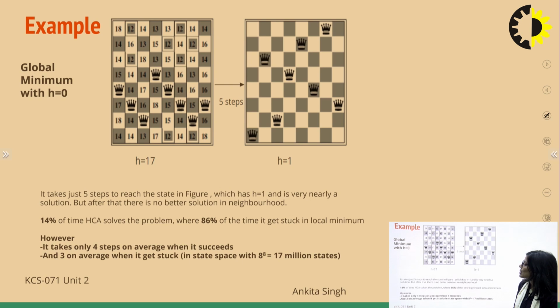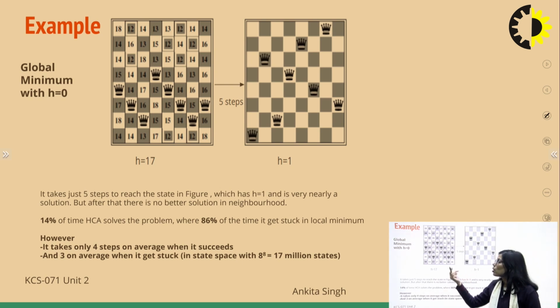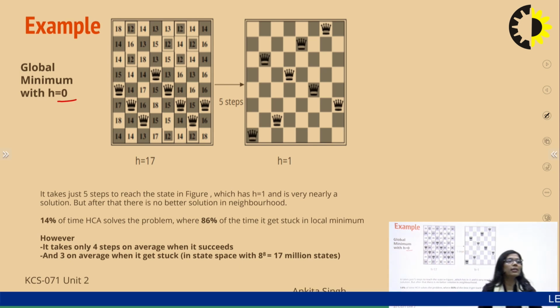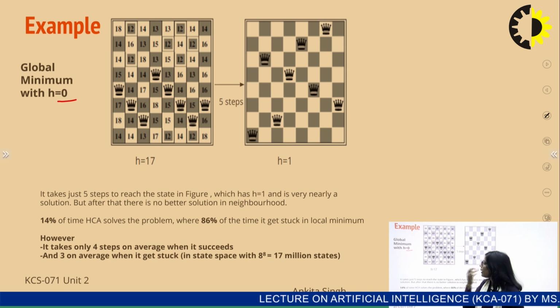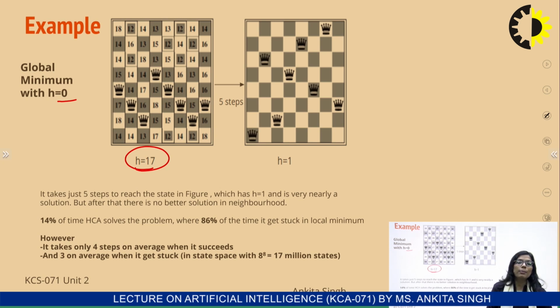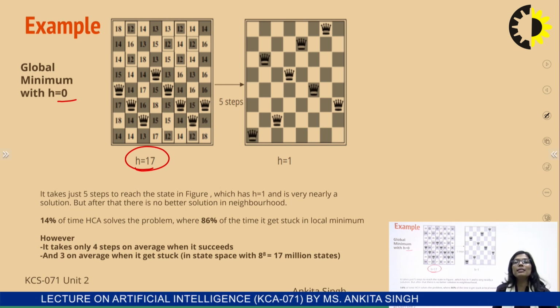Now see, this is your 8 queen problem. Our task is to achieve the global minimum, that is h equal to 0. h equal to 0 means no queens will be attacking each other. Suppose we have started from this board configuration, and here my objective function value is 17. Now 17 means there are 17 pairs of queens that are attacking each other.